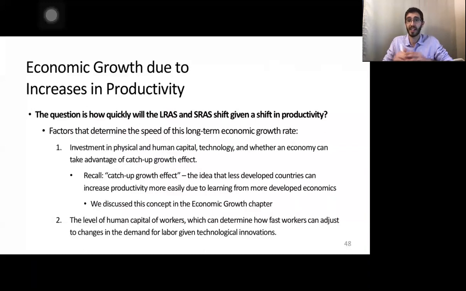So the question is then, how quickly would the long run aggregate supply and the short run aggregate supply shift given a shift in productivity? That would depend on a lot of other factors as well. For example, the catch-up effect that we talked about a long time ago. How quick can a country grow? Does it have the institution and the environment to grow fast? Also the level of human capital of workers, which can determine how fast they can adjust to changes in technological advancements. Given technological innovations, how would the workers adapt to it? And if they're more knowledgeable, they can adapt faster as well. So there's a lot to consider here.